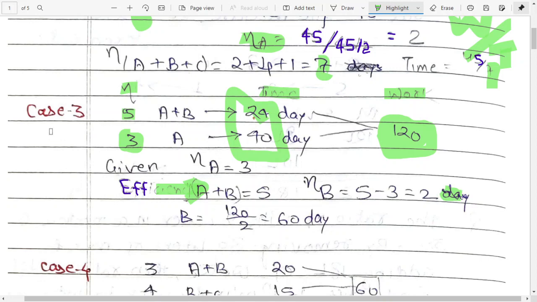And what were the days B worked before leaving the work? You have an idea about the total work, that is 120, and the efficiency of B was 2. If you divide 120 by 2, you will get 60 days of B working together with A. After that he left the work. So this is case 3.